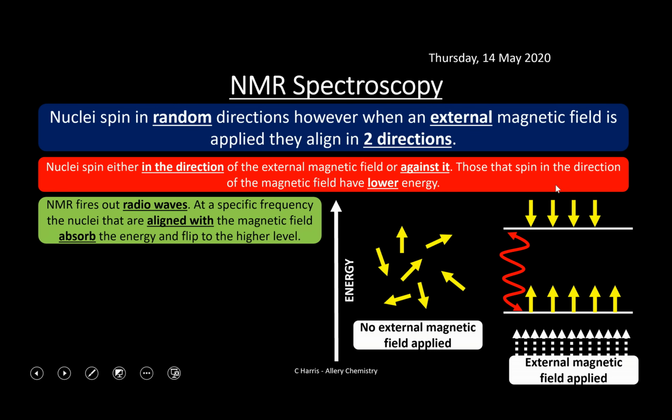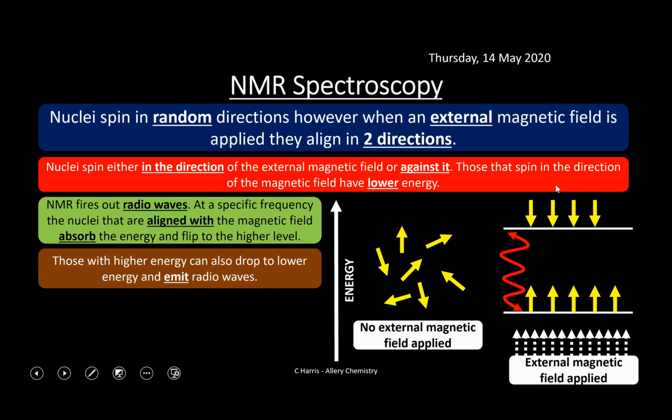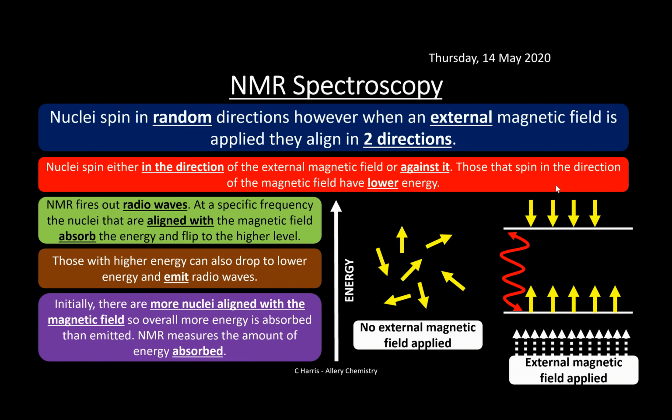Okay. So, those with a higher energy, those at the top there, can drop to lower energy and they can emit radio waves as well. So, they move up and they move back down again because they want to be in that lower energy state. But as they do that, they emit this radio wave. And then initially, there's more nuclei aligned with the magnetic field. So, there's a lot more there because that's the lower energy, remember.